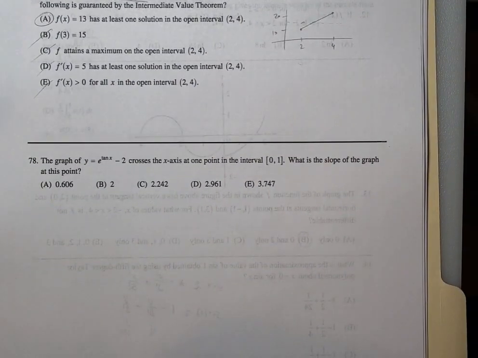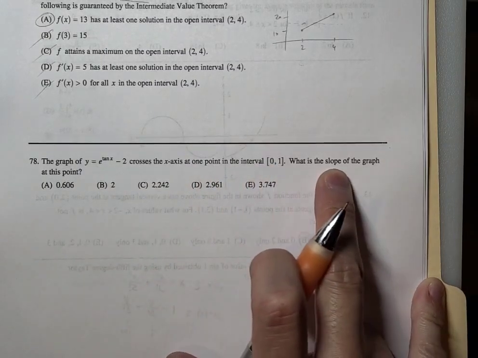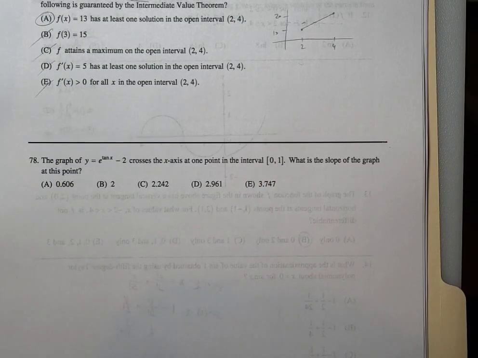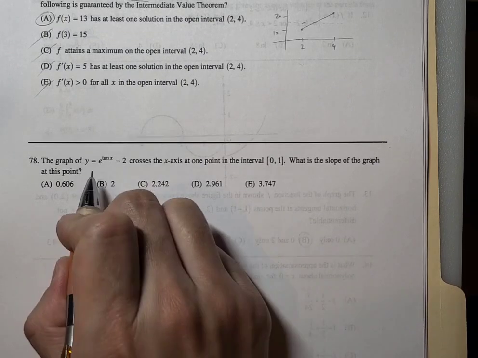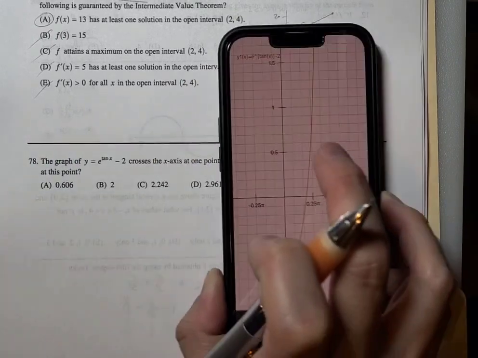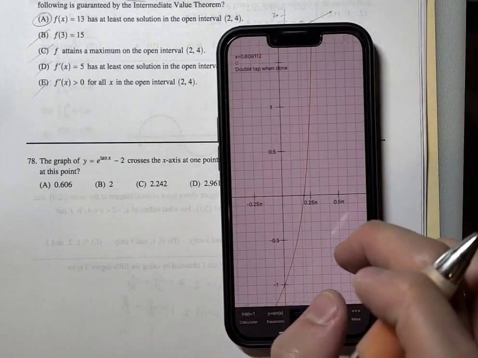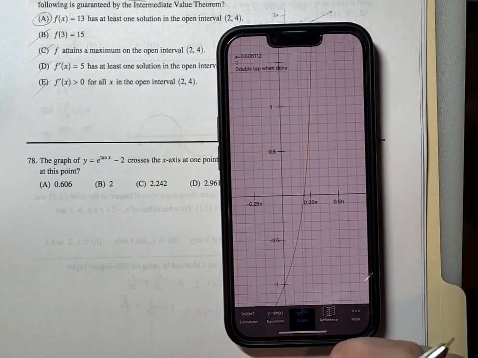Okay. The graph of y is e to the tangent x minus 2 crosses the x-axis at one point in the interval 0 to 1. What is the slope of the graph at this point? Okay, so let me pull up my graphing calculator. So we graph this and we see where it crosses the x-axis. Okay, so this is what I graphed, so let's find the root. So it crosses at 0.606, around there.